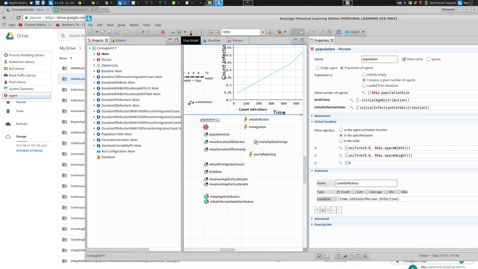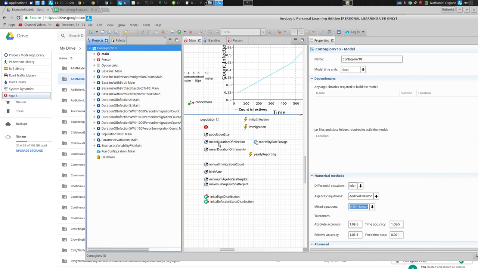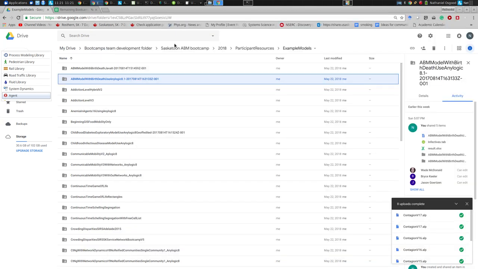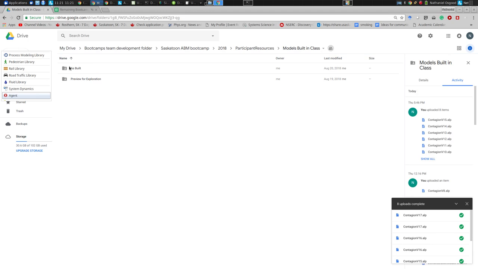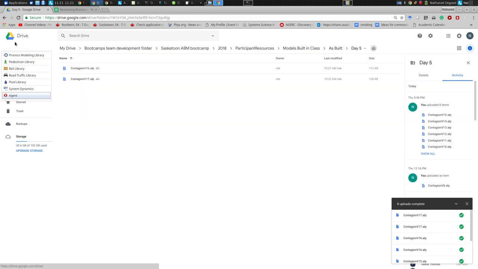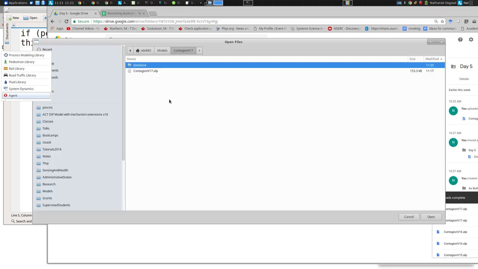But we have limited time and lunch before us. I would like to propose turning our attention now to targeted interventions. Okay? I'm going to save this as model version 18 to go forward, and I'm going to post my version 17 for broader use. This is models built in class, as built, day 5.